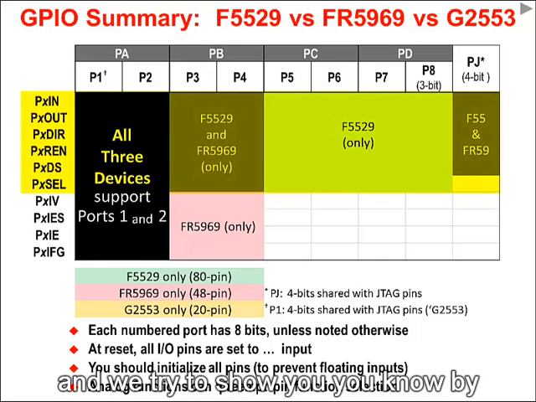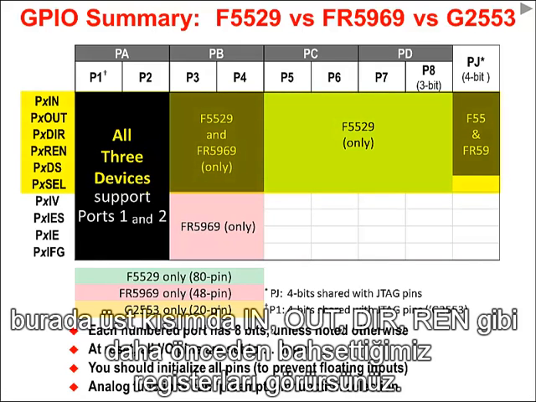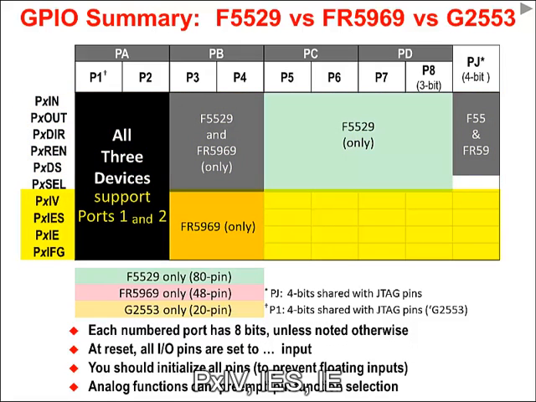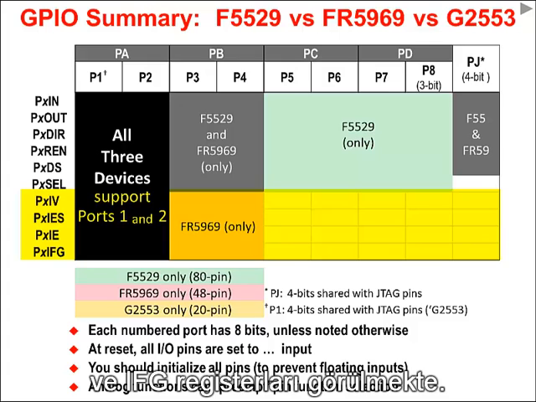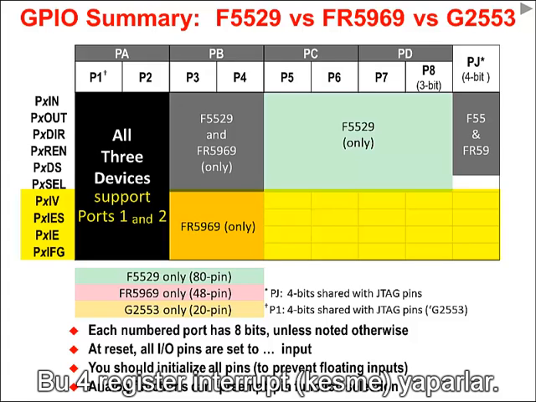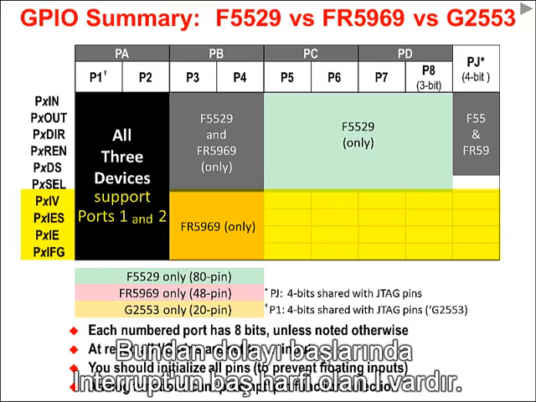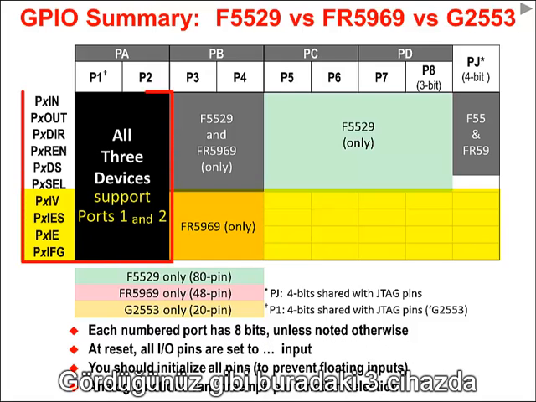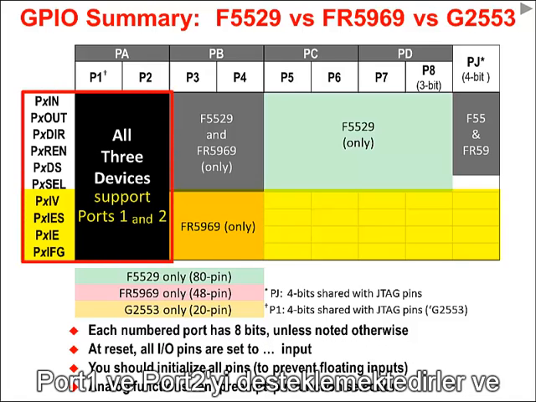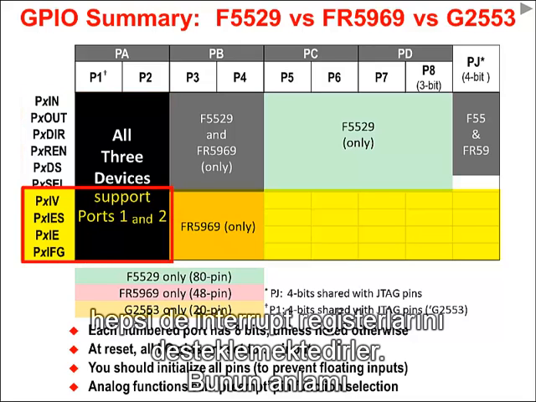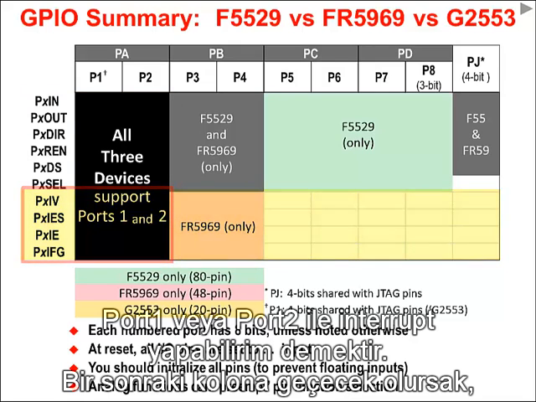And we've tried to show you, if you look down, you can see there's the IN, the OUT, the DIR, a lot of these different registers that we talked about. As you get down towards the bottom, PxIV, IES, IE, and IFG, all those 4 registers actually have to do with interrupts. That's what the I in those stands for: interrupt. You can see that in this case all 3 devices support ports 1 and 2, and they all support those interrupt registers. That means I can do interrupts on either port 1 or port 2.